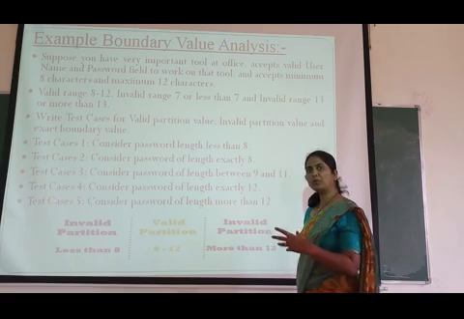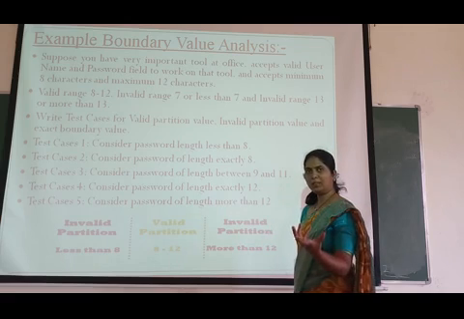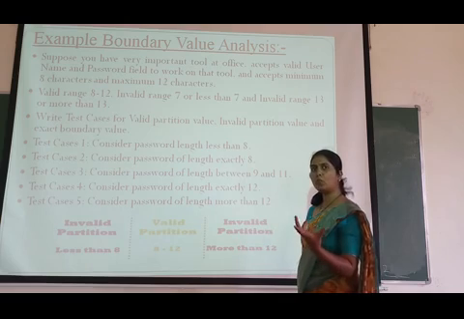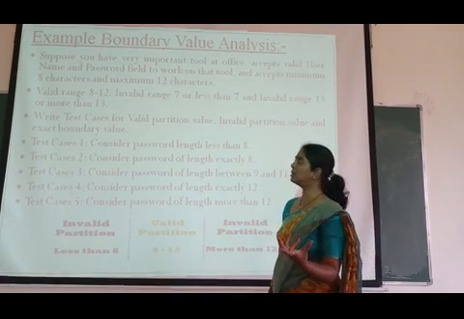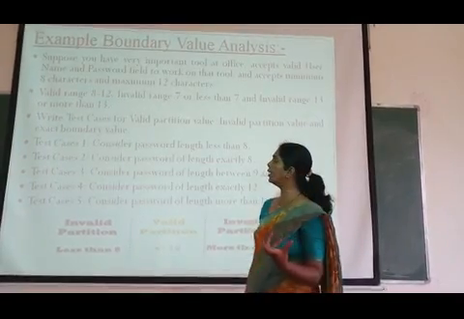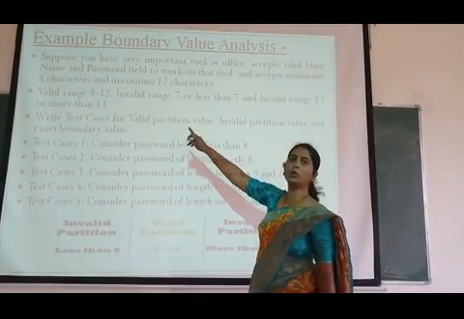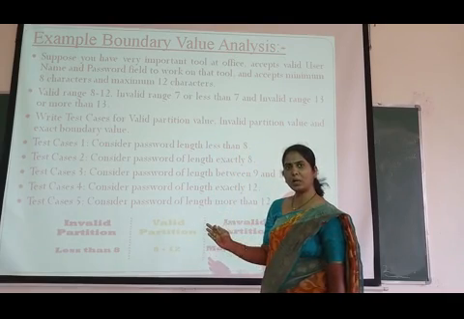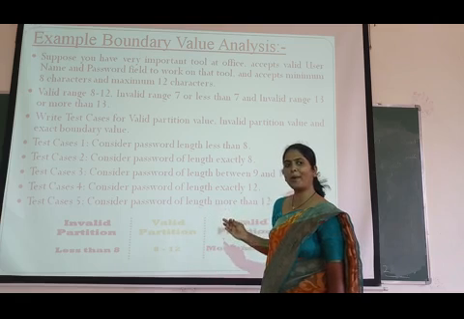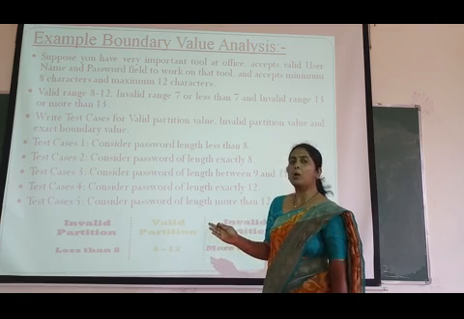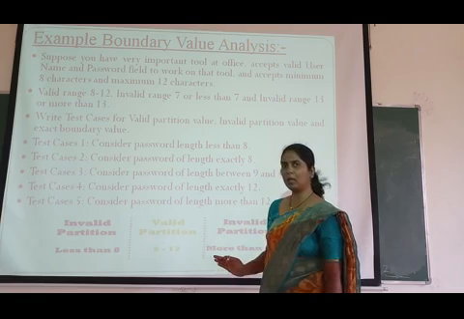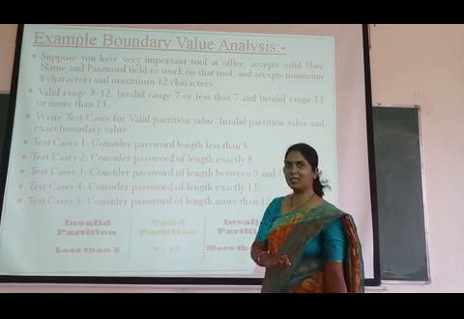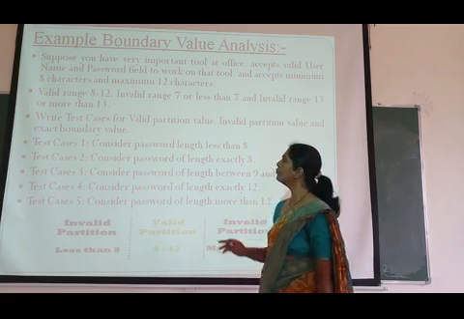So we are going to divide the limits into 3 partitions. What is exactly the valid partition for entering the password field over here? The valid range is 8 to 12, which means a minimum of 8 characters is required and a maximum of up to 12 characters. More than that should not be allowed, or less than 8 should not be allowed over here.